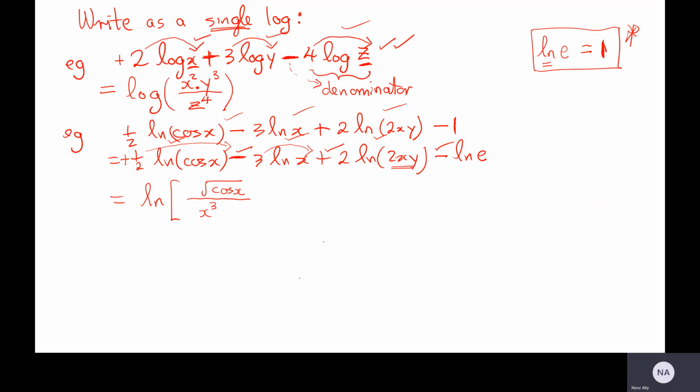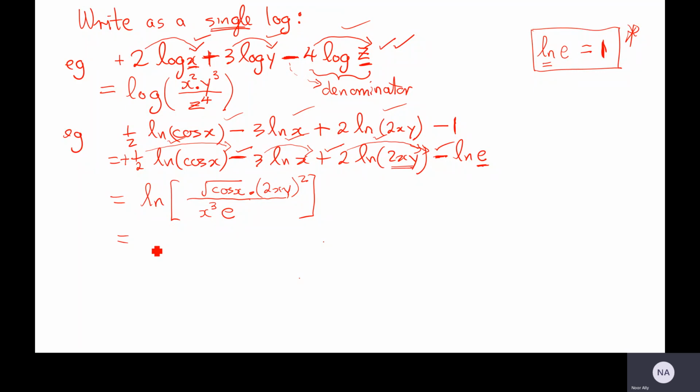Then the 2xy, so this will be multiplied by 2xy, and that's the entire thing. So when this goes to the index, it goes to the index of that whole bracket squared. And then minus sign, that means this e must go down into the denominator. And there's your single logarithm.